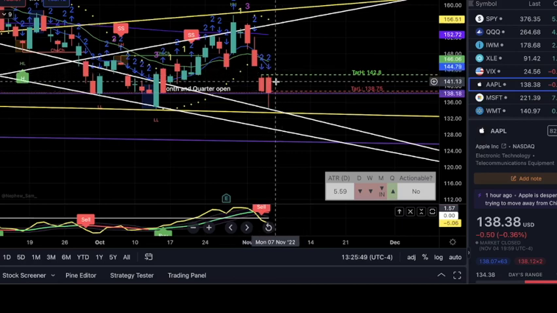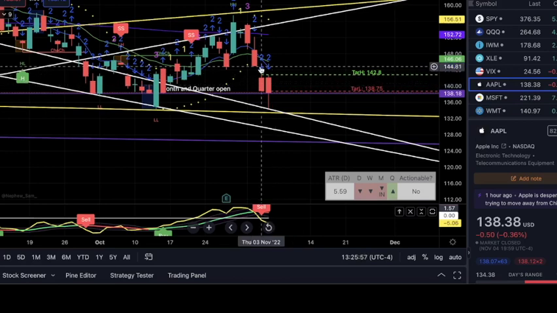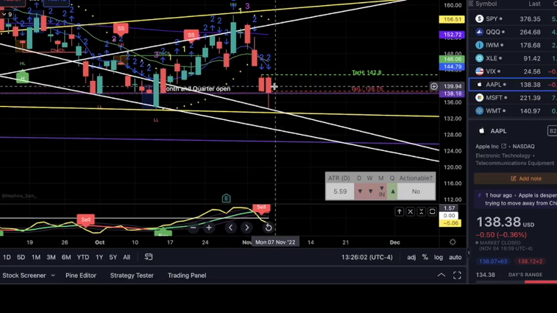Now, granted, 140 was a support. Sorry for the noise, y'all. 140 was a support before. It could become resistance, but if it was to break out and break up, you can target that gap fill. But otherwise, it may be nice if it does an inside day and then comes down.